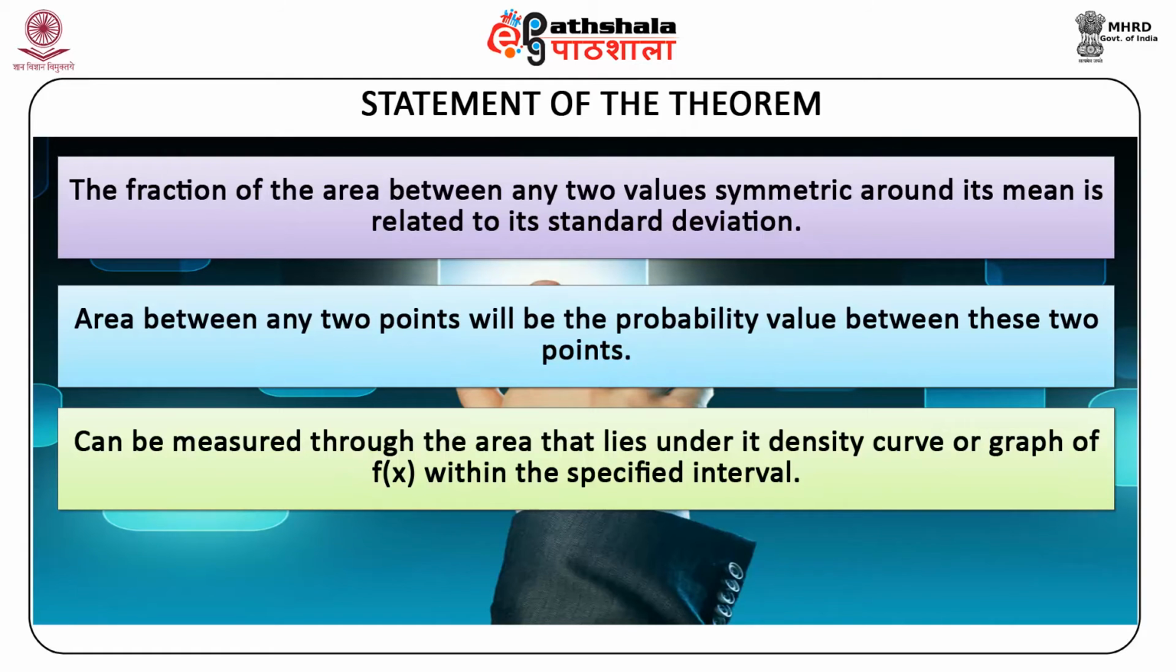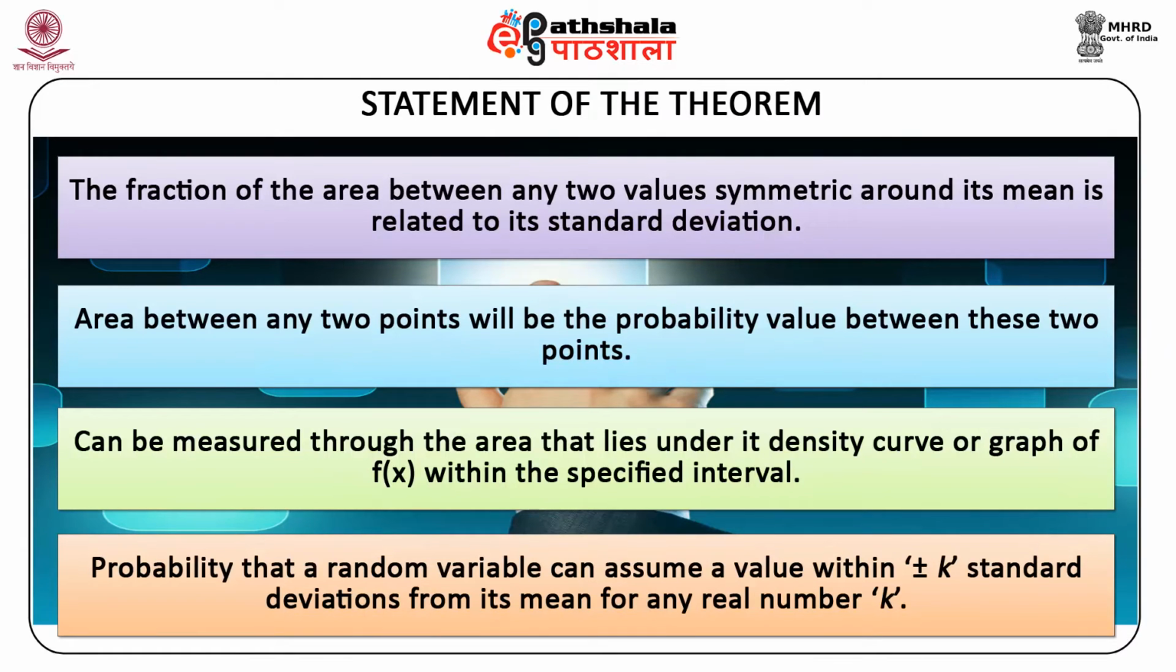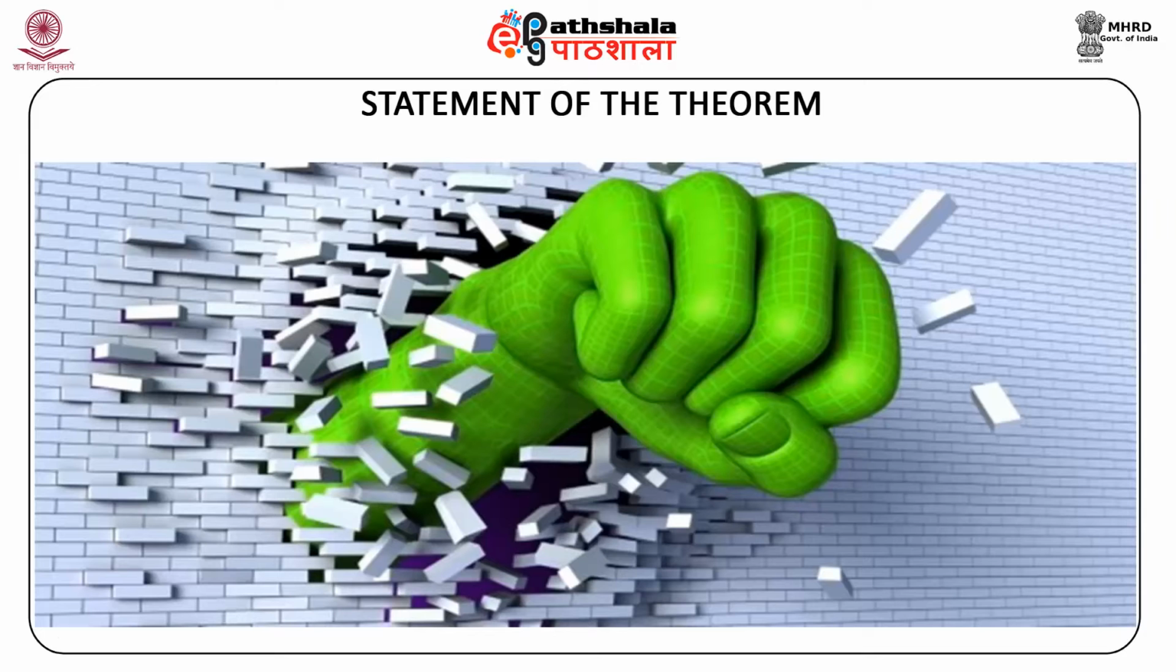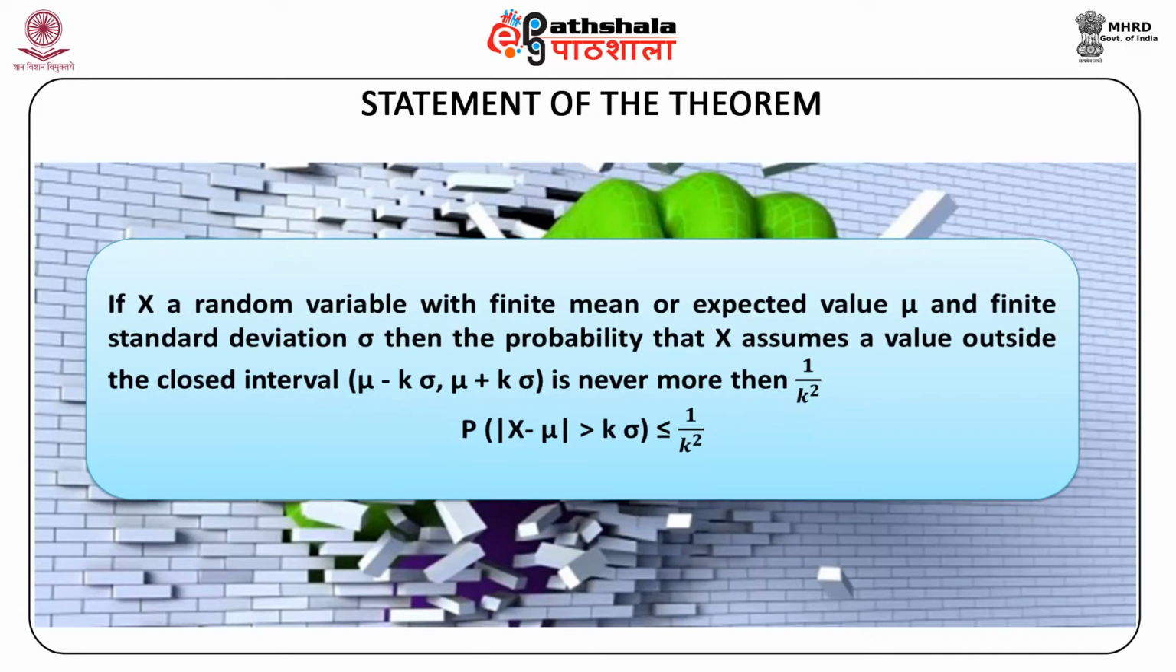Chebyshev gave an estimate of the probability that a random variable can assume a value within plus minus k standard deviations from its mean for any real number k. This remarkable theorem due to Chebyshev is popularly known as Chebyshev's inequality theorem. This theorem is stated as: if x is a random variable with finite mean or expected value mu and finite standard deviation sigma, then the probability that x assumes a value outside the closed interval mu minus k sigma, mu plus k sigma is never more than 1 upon k square.